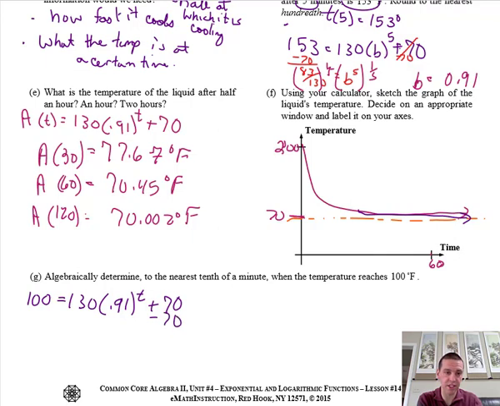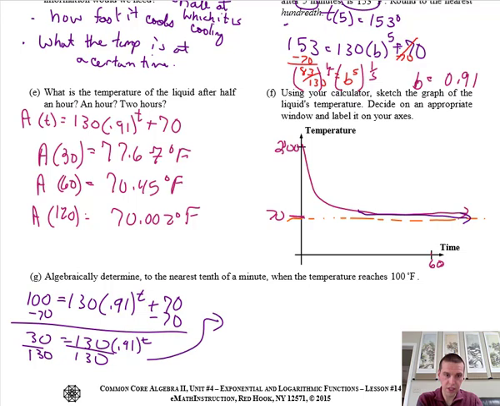So we're going to subtract the 70 over, 30 equals 130 times 0.91 to the t. Divide by 130 so we can get the exponential base and function alone. And so we're going to get 30 over 130 equals 0.91 raised to the t. We do not see an e here, and so therefore we do not use natural logs. That's really important. We do not use natural logs, we only use logs, and so we're going to take the logarithm of both sides.